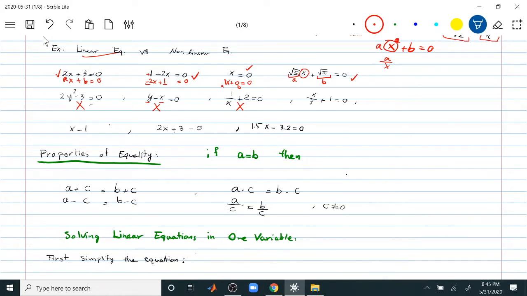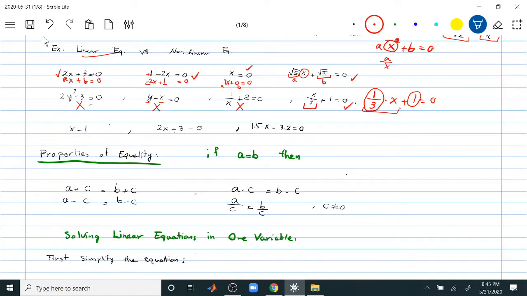You can think about x over 3 plus 1 as 1/3 times x plus 1 equals 0. X over 3 is the same as 1/3 times x. These two are equal to each other. So therefore, I have ax plus b equal to 0. This must be a linear equation.